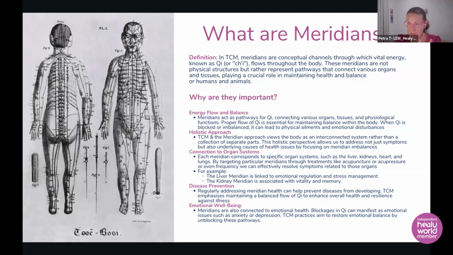And by targeting a specific meridian through traditional Chinese medicine treatments like acupuncture, acupressure, or even frequency, and we're going to look at how we're going to do that, we can resolve symptoms related to those organs that can come up in different ways.